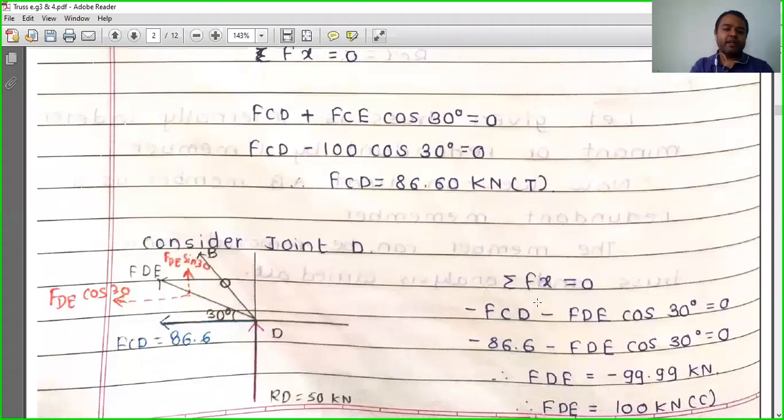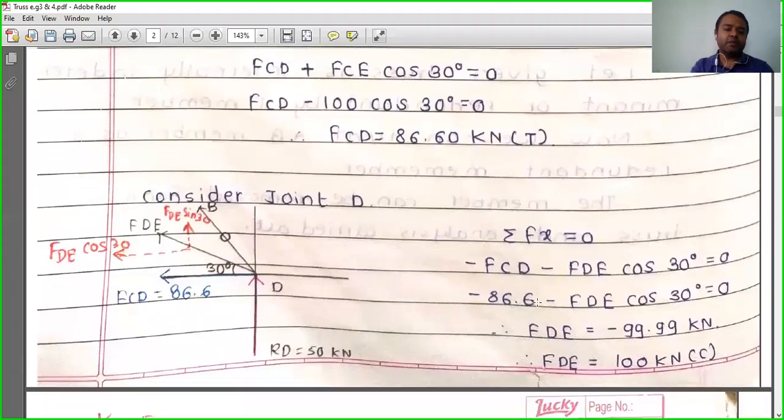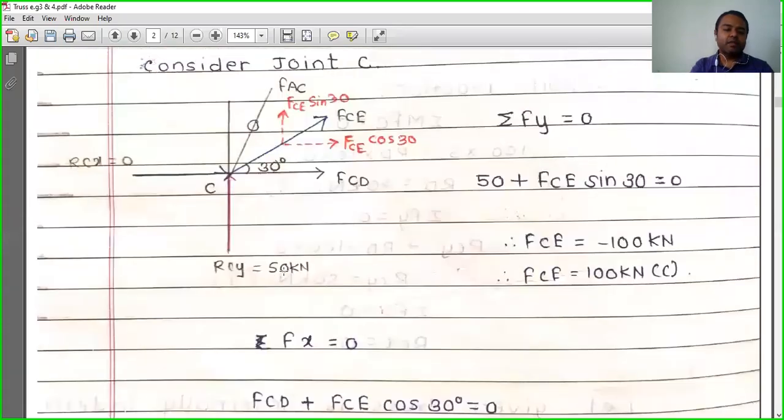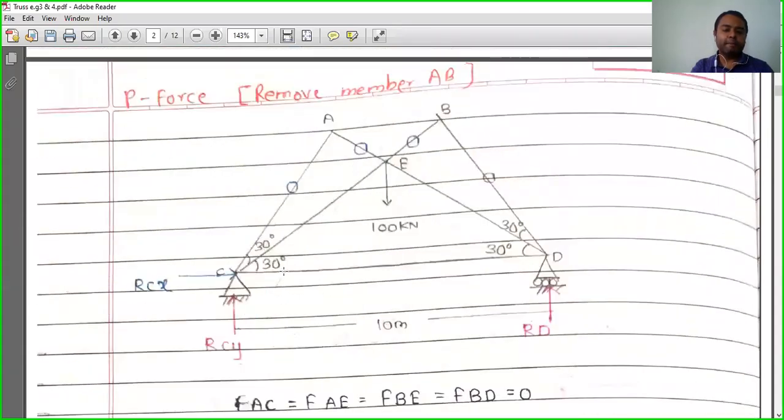But actually in this problem I have shown this solution, that is, I have drawn the free body diagram of joint D and found the forces in these members. But if you observe the given diagram, the given structure is totally symmetric.